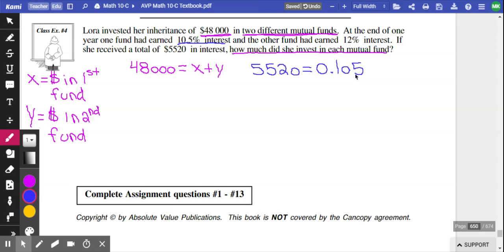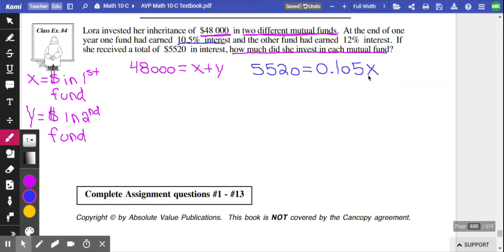You take that number and you times it by how much you had in that fund. So for us, it's 0.105 times X. This is the amount of interest she made in her first account. You're going to do the second equation as well and add the two together.